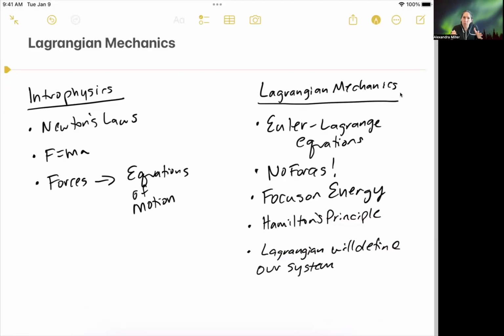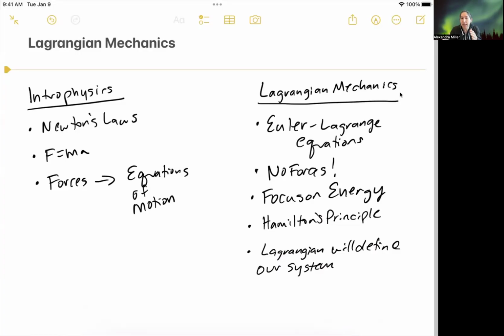So whereas before when I said, oh, you have this system, it's a ball rolling down a hill. The hill is going to provide some normal force. There's going to be gravity that's pulling it down. Do we have friction or maybe we don't have friction? I'm giving you these forces and you're going to then apply Newton's laws to find the equation of motion.